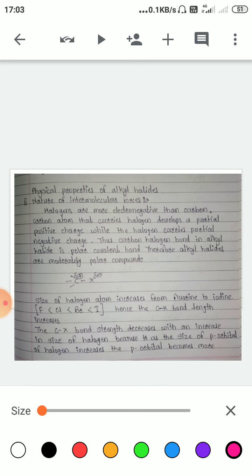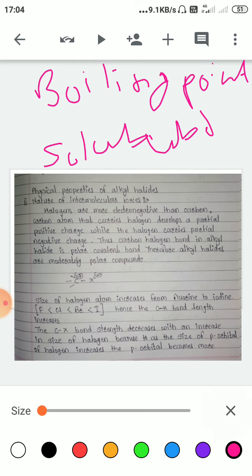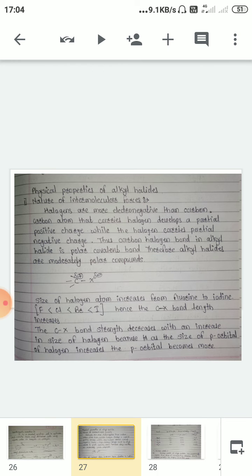The first one is nature of intermolecular forces. Second one is boiling point, and third one is solubility. We are also going to see the sub points of these points. We will see these points in detail.